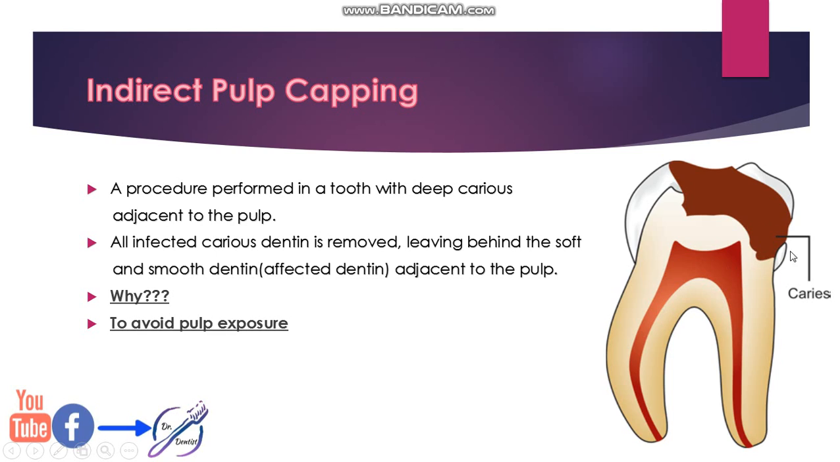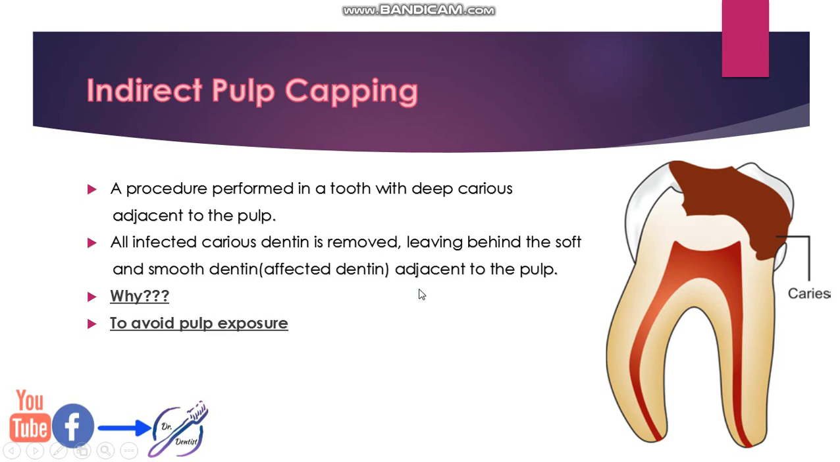This is a tooth, this is the caries, this is a deep carious lesion. This is adjacent to the pulp. Okay, it means it is near to the pulp, but the pulp has not been involved. The pulp is vital. So what do we do? We remove all the infected carious dentin. We remove it, okay, leaving behind the soft and smooth dentin.